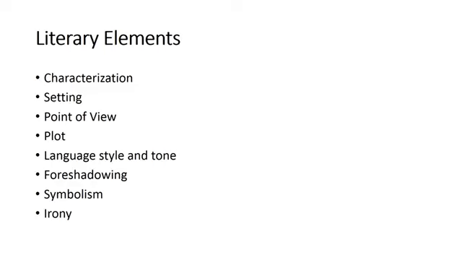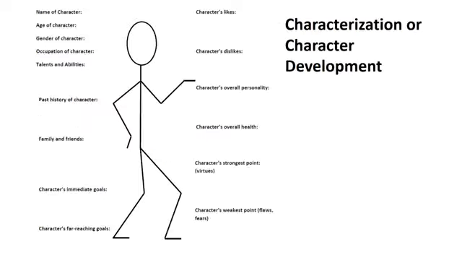The literary elements we'll look at to help us understand the theme are characterization, setting, point of view, plot, language, style, and tone. All of that is one element. Foreshadowing, symbolism, and irony. Chapter 6 talks about these more in depth, so I'm going to go on, but I'm going to talk about a couple of those. One of them I'm going to emphasize is characterization or character development.